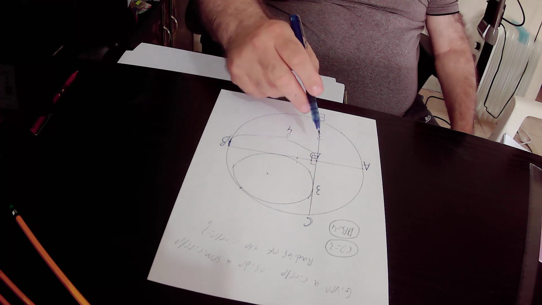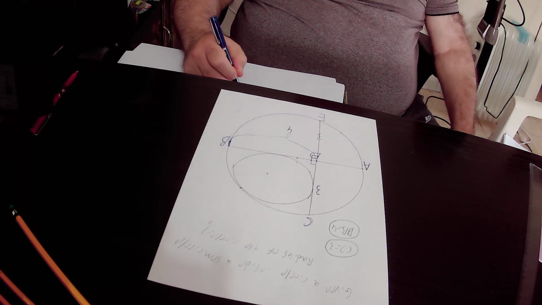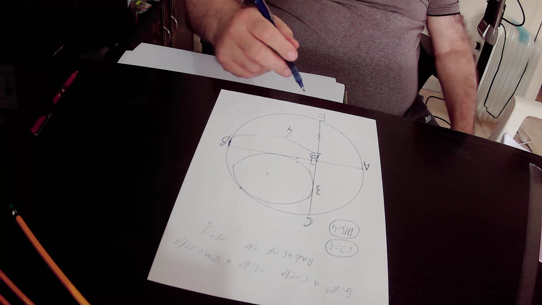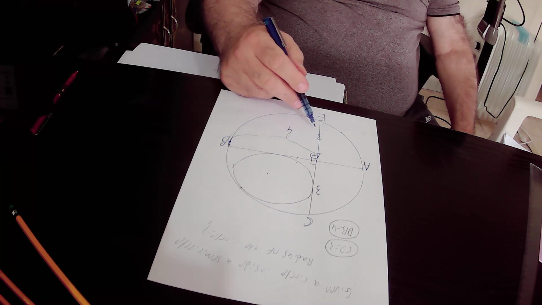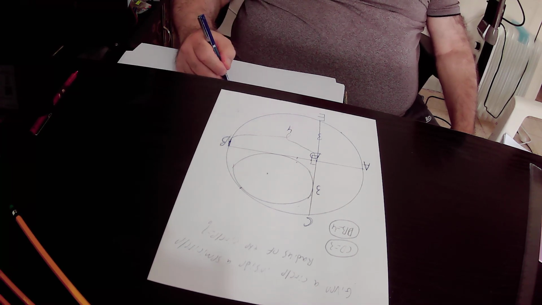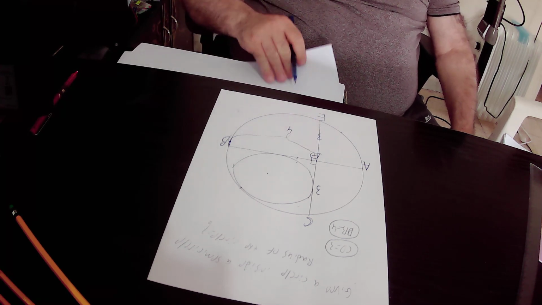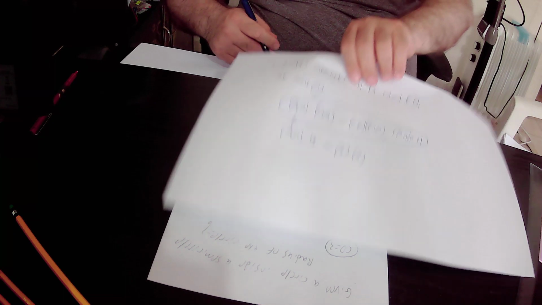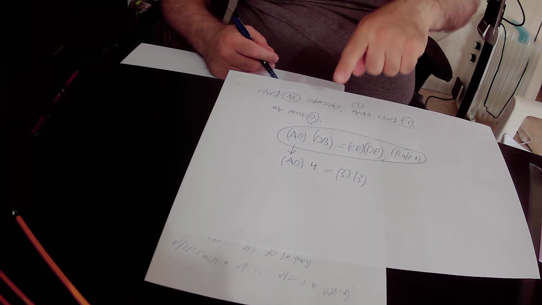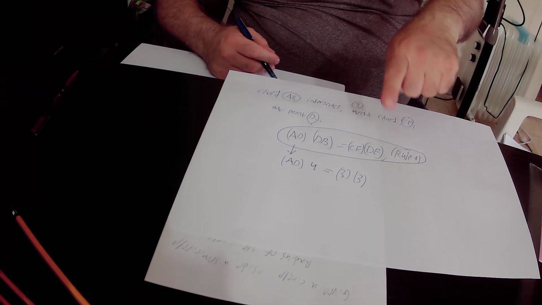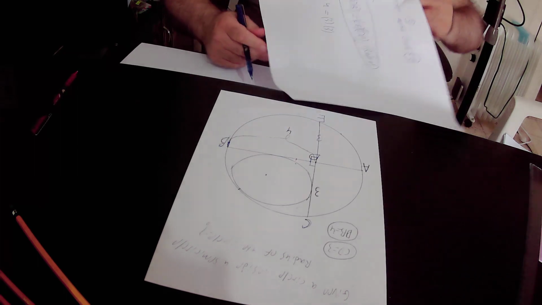CE equals 3 units according to what is given in the question, and we have already found out that DE equals 3 units because DE is the mirror image of CD. So in conclusion, we found out that AD times 4 equals 3 times 3.